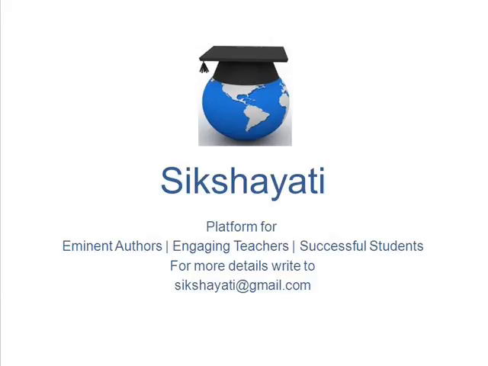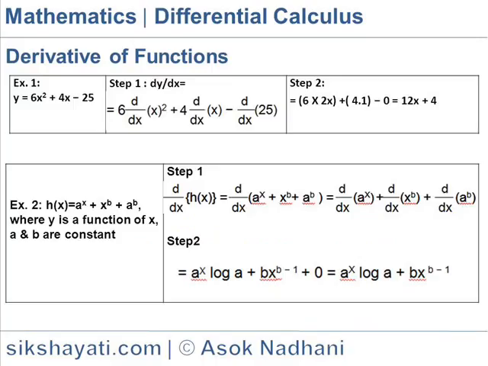Derivative of functions. Example 1: y is equal to 6x square plus 4x minus 25. So in step 1 we get dy by dx is equal to 6 into d/dx of x square plus 4 into d/dx of x minus d/dx of 25. So in step 2 we get 6 into 2x plus 4 minus 0, which is equal to 12x plus 4.